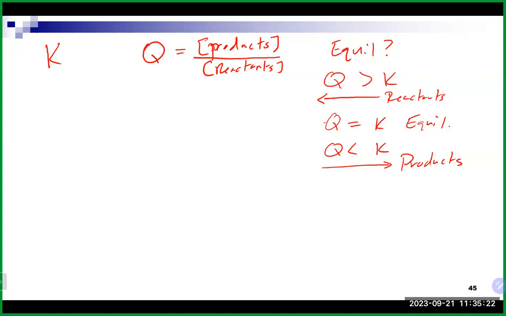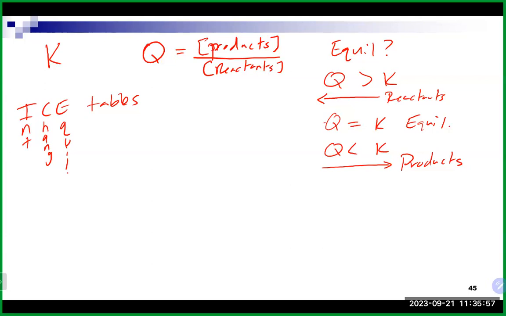And those are what we also finished up talking about last time, which is where we use these ICE tables. And we use ICE tables where the I is the initial, the C is the change, and the E is the equilibrium. And we use this to figure out the equilibrium concentrations of all species. And we could also, as we talked about, do this with pressures as well. So we could use this ICE table approach for both concentrations and pressures.